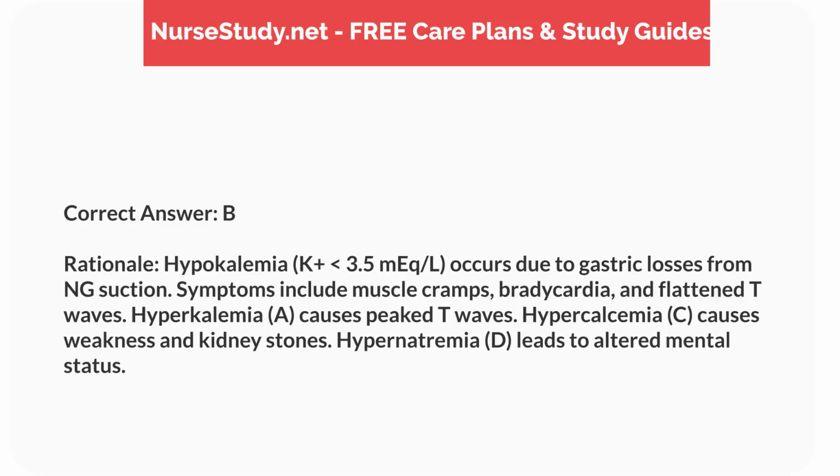Rationale: hypokalemia, potassium less than 3.5 milliequivalent per liter, occurs due to gastric losses from NG suction. Symptoms include muscle cramps, bradycardia, and flattened T waves. Hyperkalemia, A, causes peaked T waves. Hypercalcemia, C, causes weakness and kidney stones. Hypernatremia, D, leads to altered mental status.